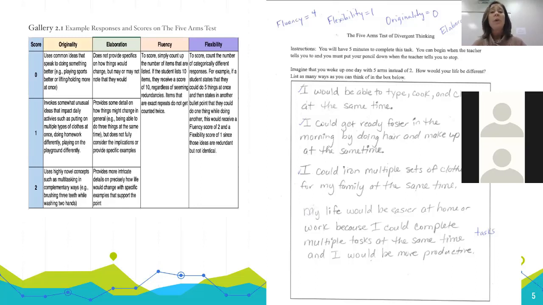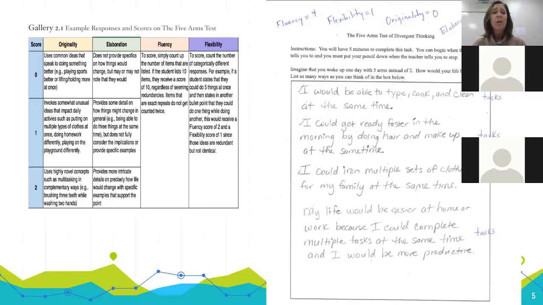So I can almost already tell you that this would be one I would move on and pass the screener. I would not put this in a pile to move forward with the identification process. But I'm going to go ahead and finish out the rubric to help you see. Originality is how novel the ideas she listed are. If you look at the rubric, you can get a 0, a 1, or a 2. Well, she got a 0 because she uses common ideas that speak to doing something better. And that's very common. So she got 0 points there.